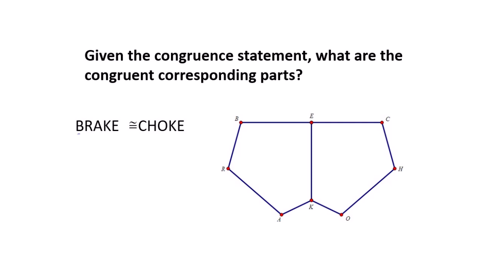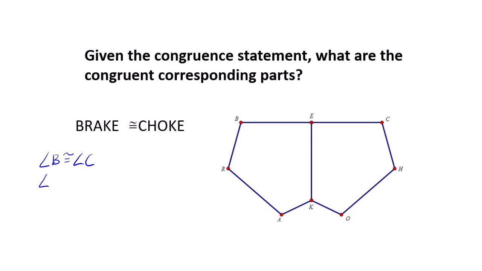All right, so here we have two pentagons that are aligned here, and so we have a congruent statement. Polygon BRAKE is congruent with polygon CHOKE, right? BRAKE equals CHOKE. So basically, what are the congruent corresponding parts? Let's start with angles. So angle B is congruent to angle C. Those are the first two. So B goes with C.